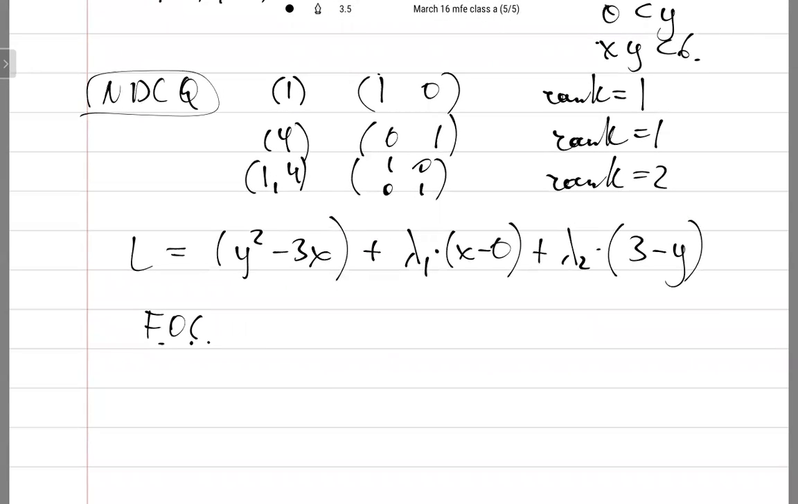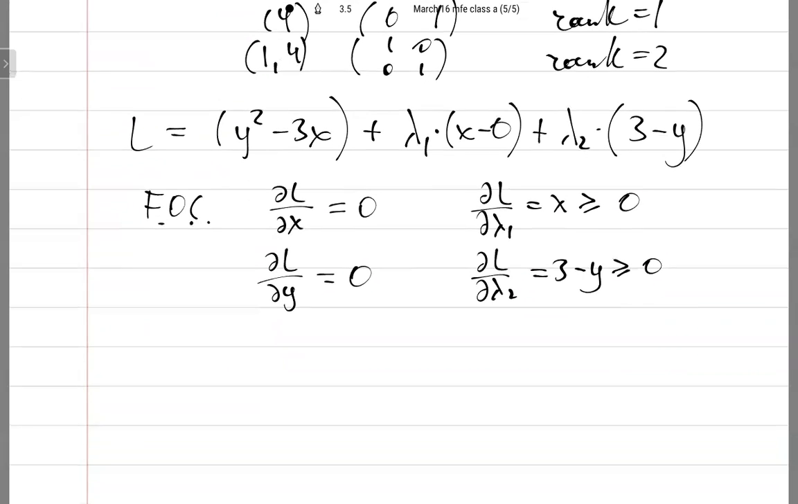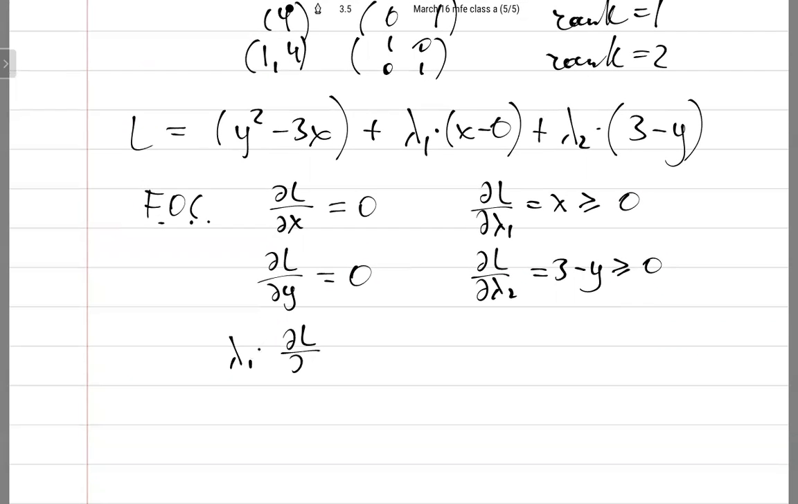What are the first order conditions? dL with respect to dx should be equal to 0. dL with respect to dy should be 0. dL with respect to d lambda 1, basically that's x, should be greater than 0. dL with respect to d lambda 2 is 3 minus y, should be greater than 0. Lambda 1 times dL d lambda 1 should be 0. Lambda 2 times dL d lambda 2 should be 0.